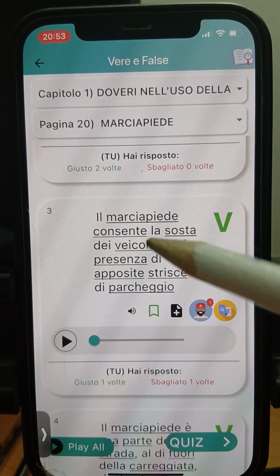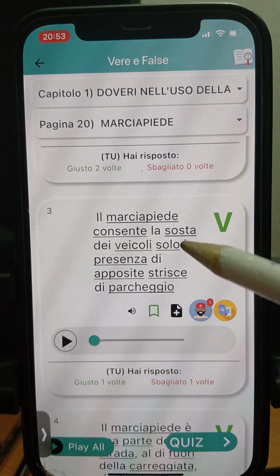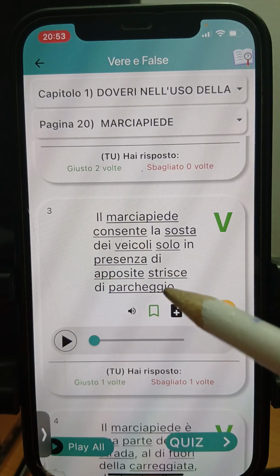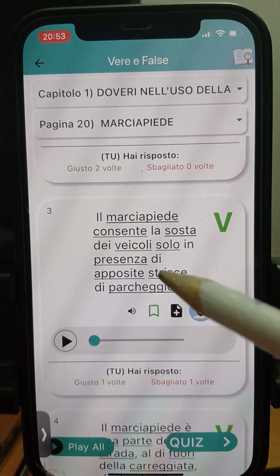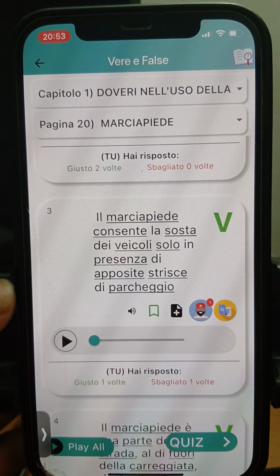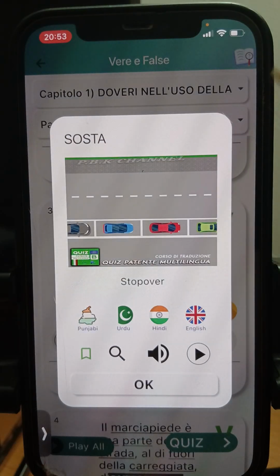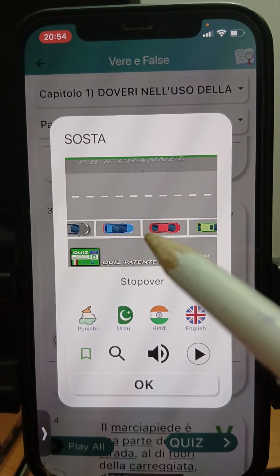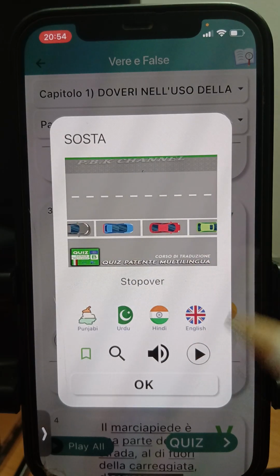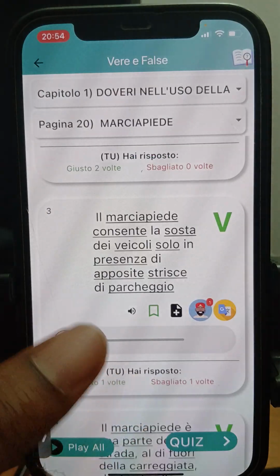And they say marciapiedi consente, which is allowed. Okay, it allows the what? The parking of vehicles only in the presence of what? Opposite parking line. Okay, now let me put it. Sosta means parking. Stopover is still okay, or parking. That is the meaning of sosta. As you can see, these vehicles are in sosta.